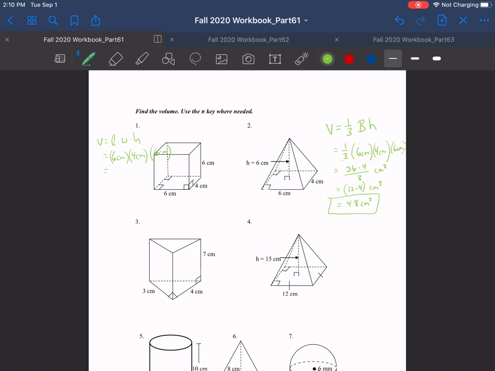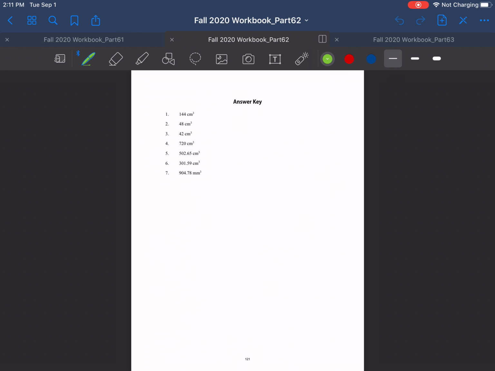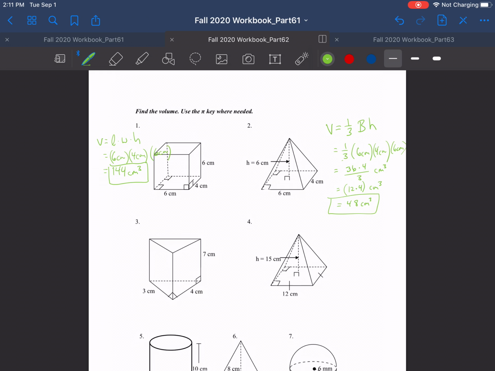6 times 6 is going to give us 36, and then we're going to do 36 times 4, and that's 144, and then it's going to be centimeters cubed. So there you go, there's the answer for that one. And we might want to check 144. There we go, we're correct on that one.